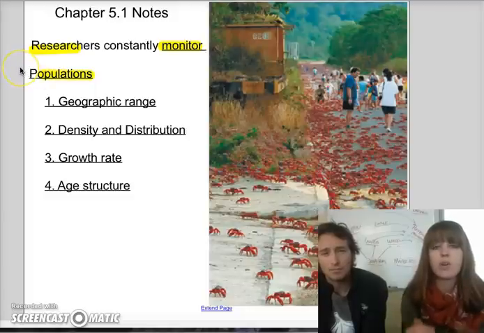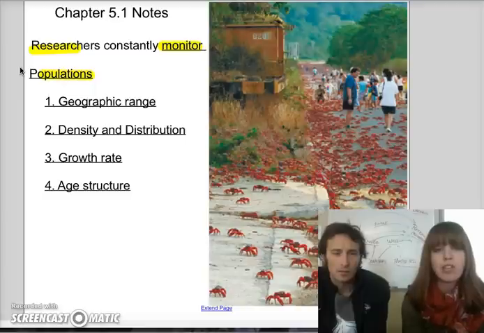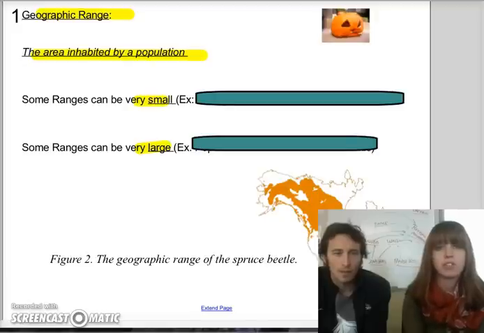Okay, so ecologists and researchers constantly monitor populations, and they do this by measuring geographic range, the density and distribution, the growth rate, and age structure. So we're going to go in a little bit more depth through these. The first one being geographic range.